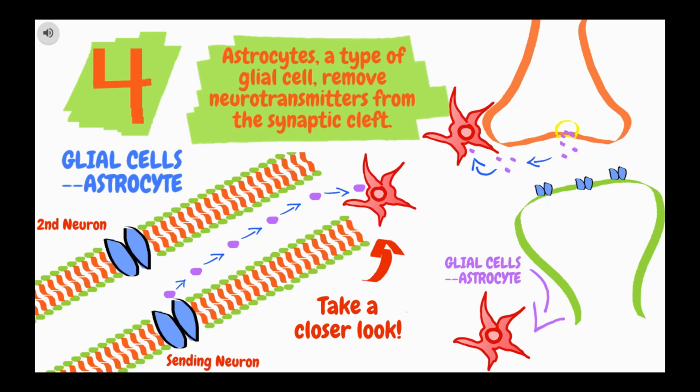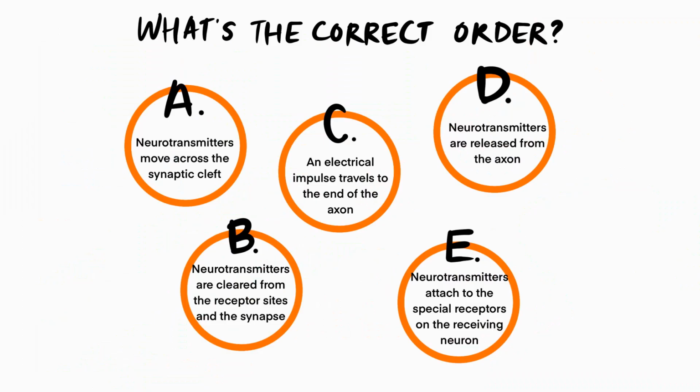Now that we've learned about how neurons fire, let's quickly test our knowledge of the process. Take a look at these steps. What is the correct order that needs to occur in order for a neuron to successfully fire using a chemical synapse? Feel free to pause the video if you need more time to think.